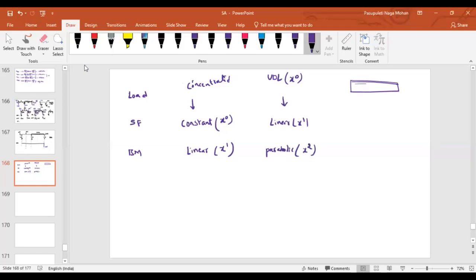If your load is uniformly varying load, what is the degree? X to the power 1. You add one more degree. That means your shear force will vary parabolic, to the power 2. Whatever, bending moment will be in the form of cubic parabola. So depending upon the load, you have to add one more degree. That's how you will get the shear force diagram and bending moment diagram.